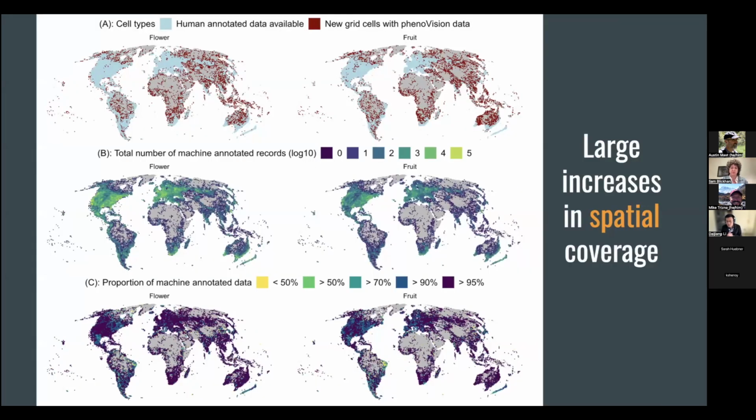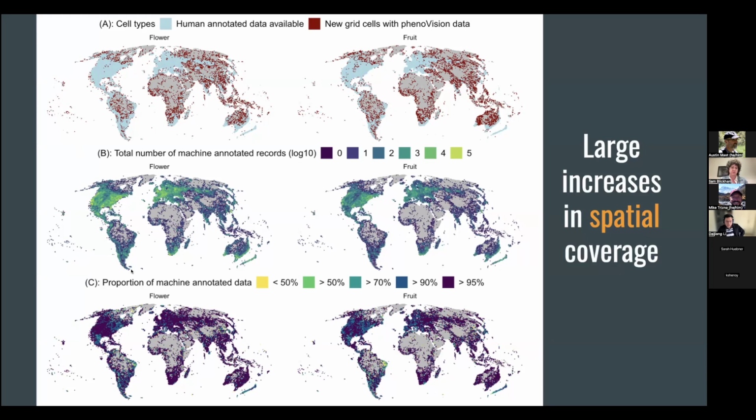Okay, and here is the increase in spatial coverage. In panel A, the light blue cells are areas where we have at least some human-annotated phenological data, right? So not surprisingly, mostly in the United States, Europe, and some coastal areas. But with Phenovision, we actually increase the spatial coverage a lot. All these red cells previously had no human-annotated data from iNaturalist, and now Phenovision provides data for those areas.